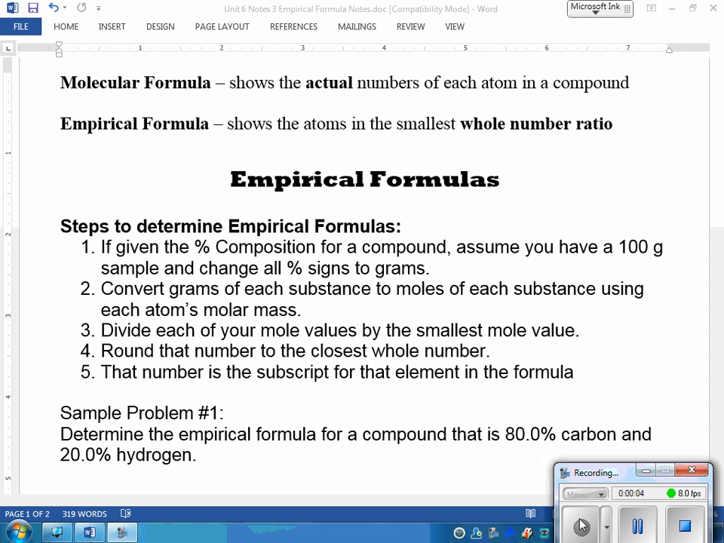Hello, these notes go over the empirical formula. So first of all, just remember if at any point during the video it's going too fast, just make sure you pause it. You can write down what you need and then you can move on.